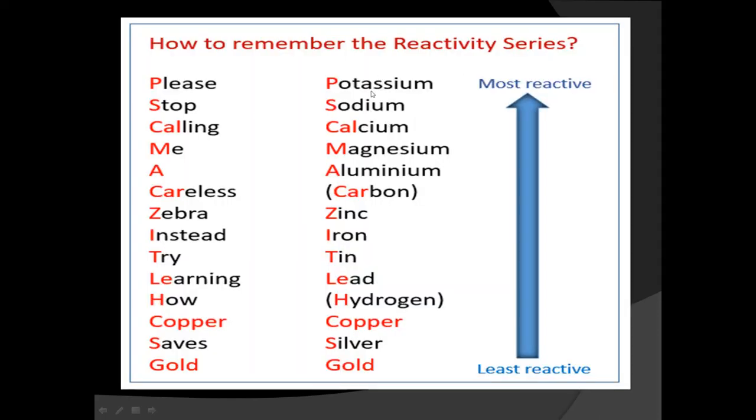So one more, I told you how to remember the reactivity series. So potassium, sodium, calcium, magnesium, aluminum, carbon is added here. Zinc, iron, tin, lead, hydrogen, copper, silver, gold. So you can write down this and you can remember this sentence.